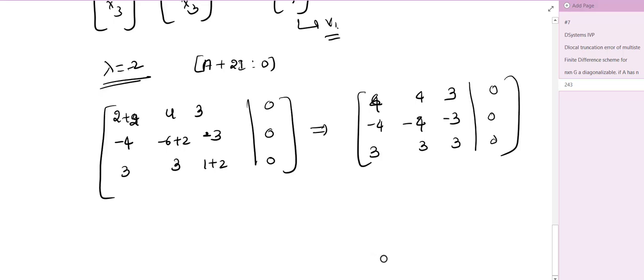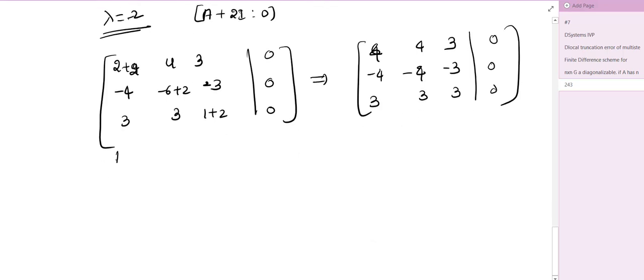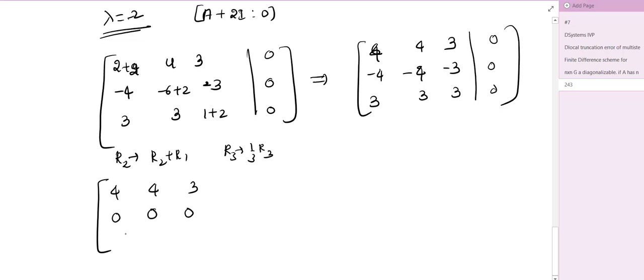Now here you can see that we have got the matrix by changing R2 to R2 plus R1, and we just take 1 by 3 out from R3. Okay, so let's see. This is 4, 4, 3. This is 0, 0 and 0.